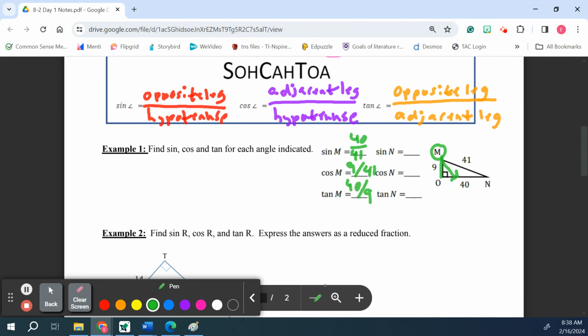I want you guys to do it for angle N. So here's angle N. Now it flip-flops. There's your opposite. This is your adjacent. I'm going to give you a minute. Go ahead. Do the sine, cosine, and tangent of N.